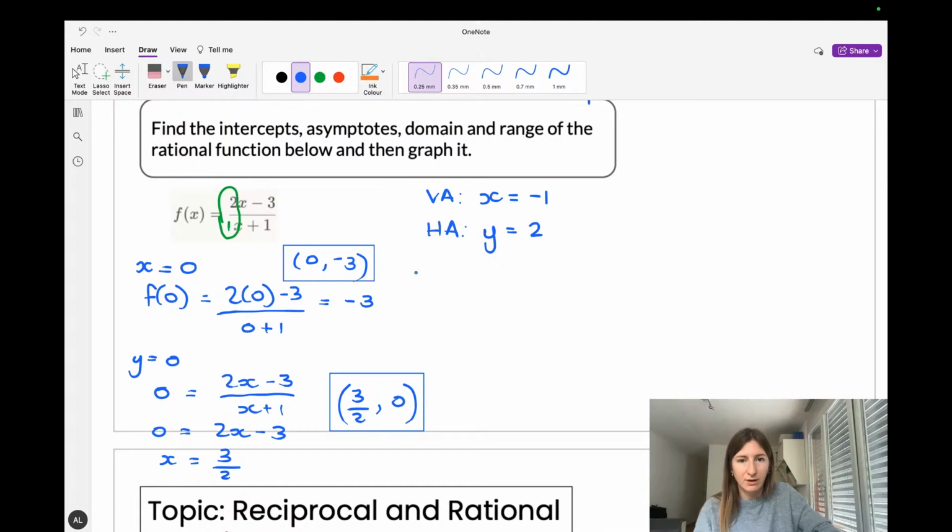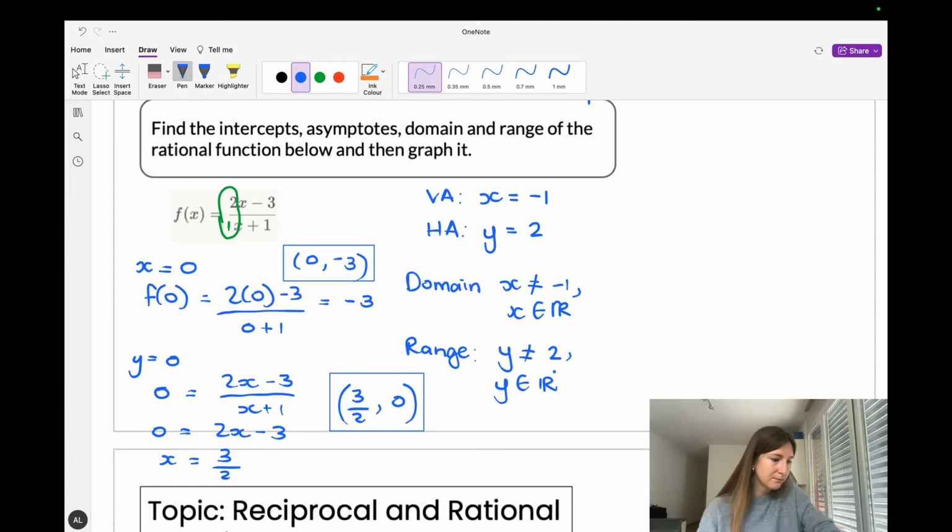And then domain and range. Well, if our asymptote is x equals minus 1, then our domain is that x does not equal minus 1, and x is an element of real numbers. Just always say that. And then range. Well, our horizontal asymptote is y equals 2. So our range is y does not equal 2, and y is an element of real numbers.